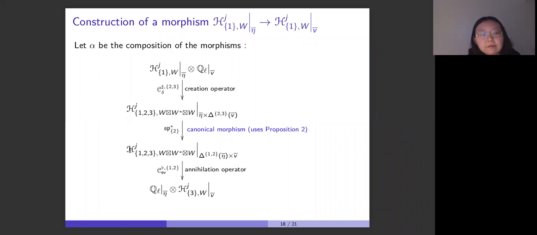So now we arrive at a cohomology of shtukas with 3 legs. First leg on eta bar, second leg also on eta bar, and third leg on V bar. Now we can apply an annihilation operator to cancel the first and second legs because they are both on eta bar. We can do this. So the first and second legs go to the constant sheaf, and we only have the third leg, which is on V bar. So if we compose all this, we get a map from this.